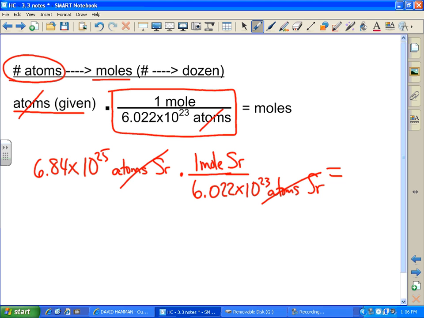And we can get a final answer. Looking back at the calculation, we have 3 significant figures in the first number, 4 in the second number, so we can have 3 in our final answer, which would round to 114 moles of strontium.